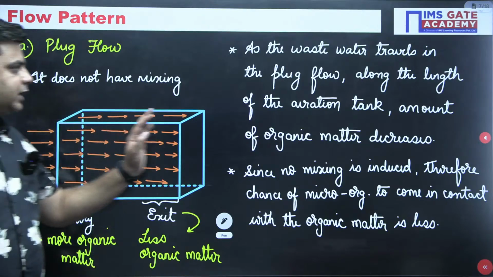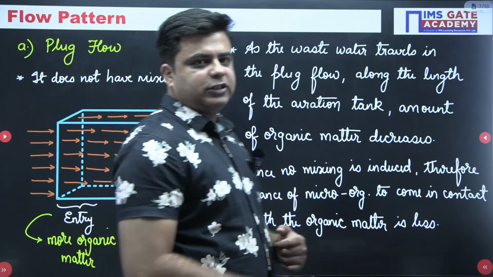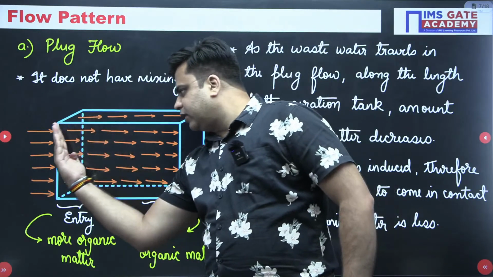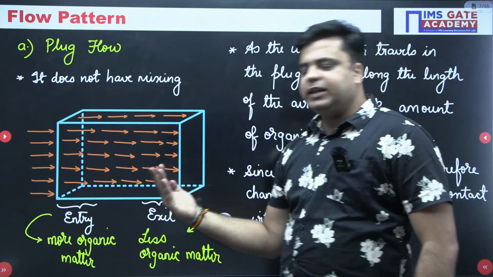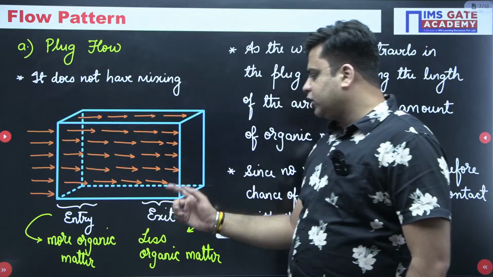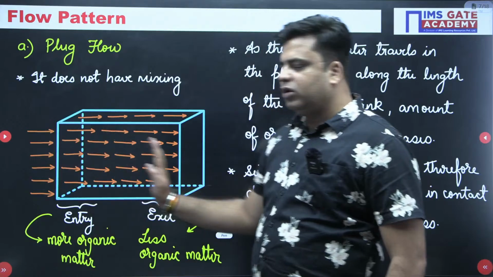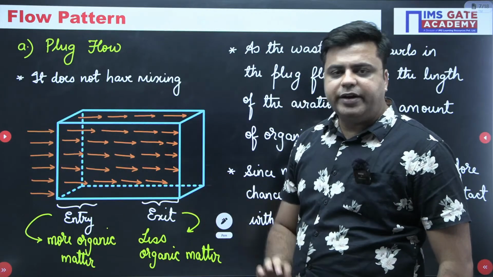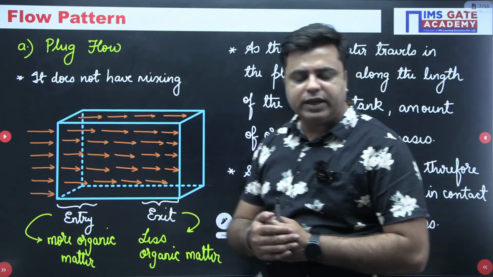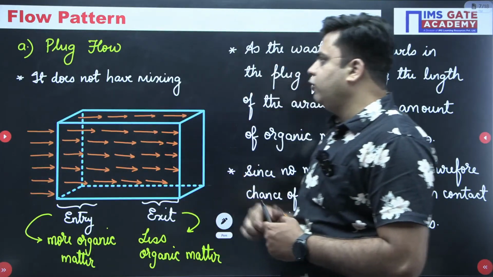So, this is the first type of flow pattern that can happen inside the aeration tank of the activated sludge process, which is termed as the plug flow. In plug flow, simply the wastewater will travel without mixing. In the initial portion of the aeration tank, your organic matter will be more. In the later portion, your organic matter will be less. As your wastewater travels along the length, the amount of organic matter will reduce. Since no mixing is induced, the contact opportunity of the microorganism to come in contact with the organic matter will be less. So, this is the first type of flow pattern.